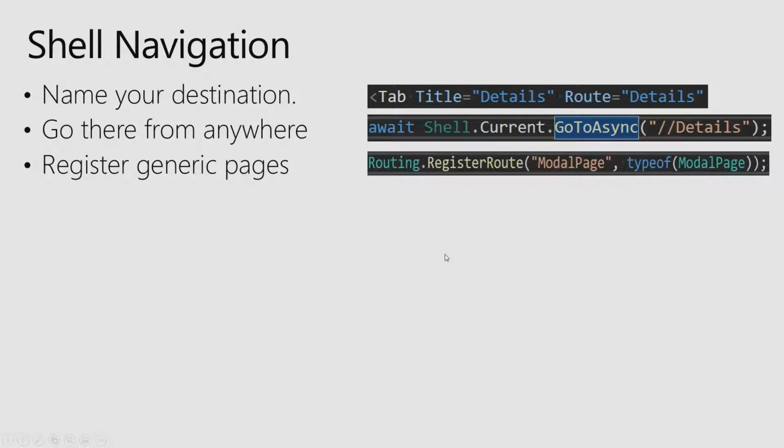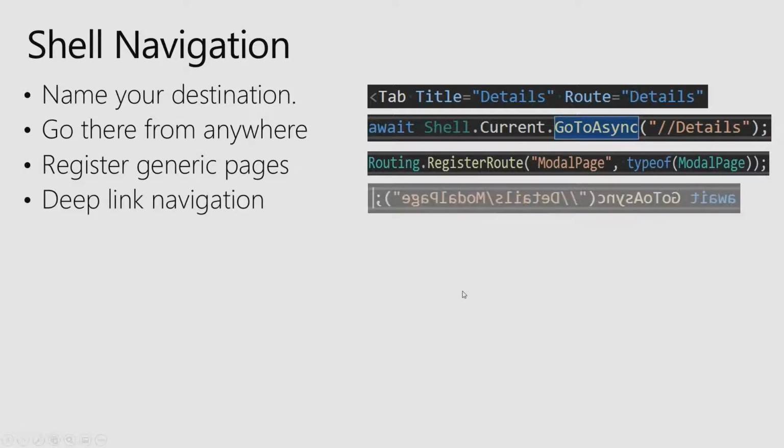Another thing you can do with Shell is register these generic pages. These are pages that you want to be able to go to from anywhere, so they don't necessarily fit in your exact layout. For example, you might have a modal page on the flyout that you can click that just pushes a modal page onto the stack, but that doesn't really exist as a child of anything. It's just a page you want to be able to get to. Once you register that type, you can then deep link navigate to it, just like this.